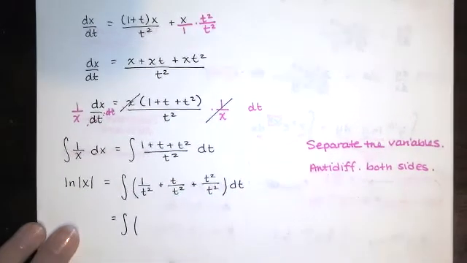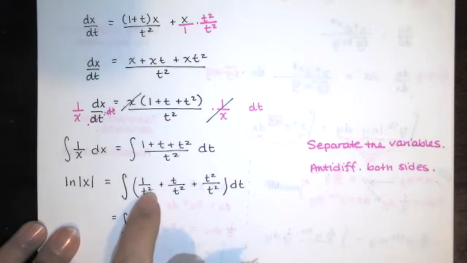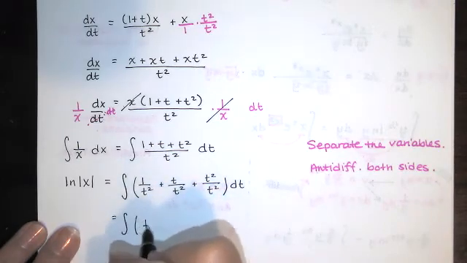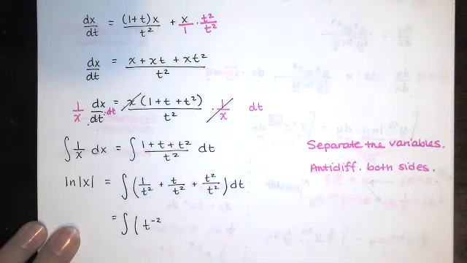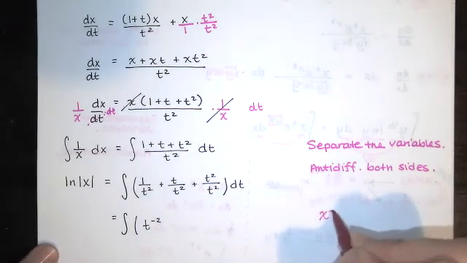And 1 over t squared is not natural log of t squared, even though it's tempting. If that exponent is anything other than a 1 there, it's not a log. You have to bring it up to the numerator, call that t to the negative 2, and then use the power rule. The algebra rule that I'm applying here is this one.